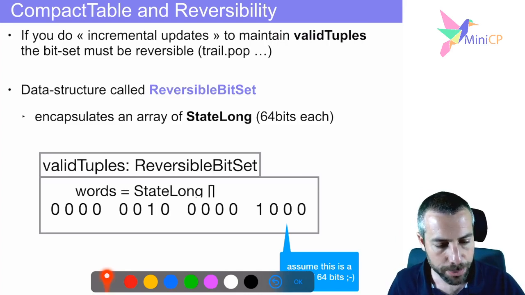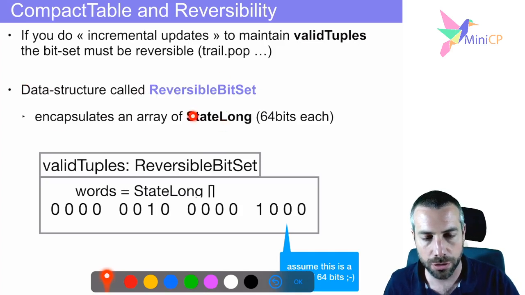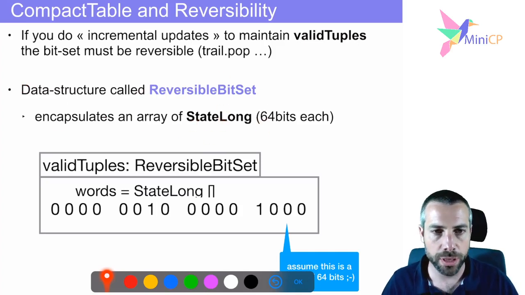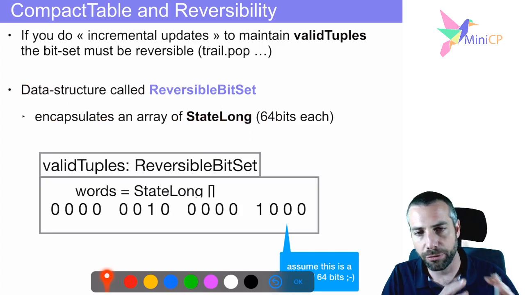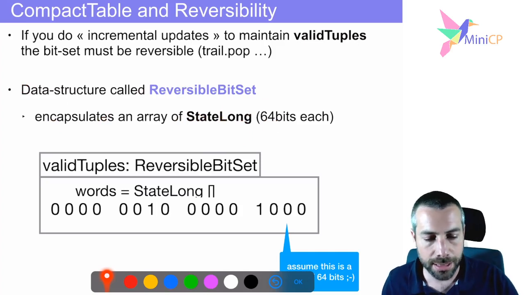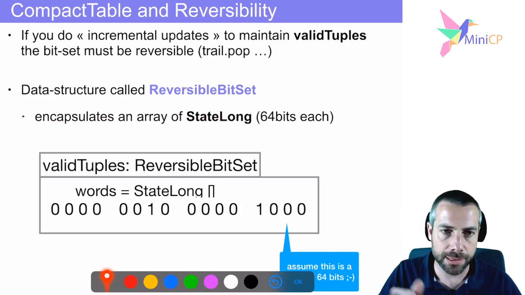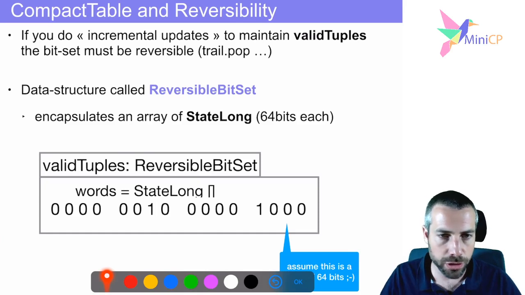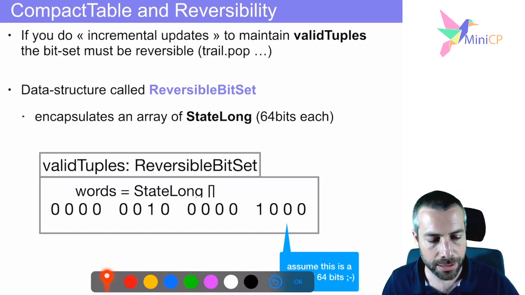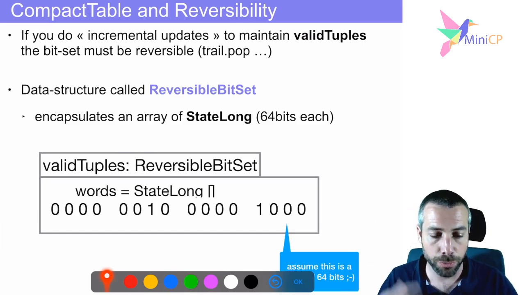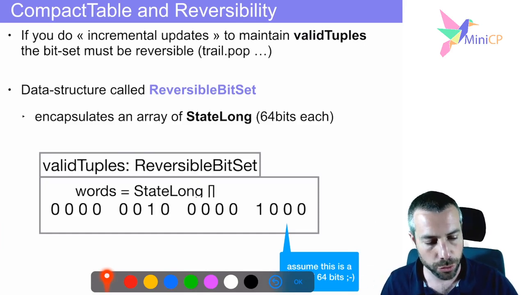And so the reversible bitset will encapsulate an array of state longs. So instead of just storing it into longs, 64 bits, we will use state longs so that if you update long values, if you flip one bit, on backtrack it will be restored as in the state of the previous one in the ancestor node.